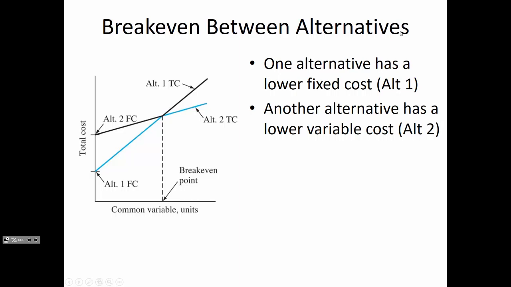What this is showing is two different options, one of which has a higher fixed cost. Alternative two, as you can see from where it intercepts the y-axis, has a higher initial purchase price, but for whatever reason, it costs less to operate it. So the variable costs are more shallow. That line is relatively flat compared to alternative one. Alternative one has a low fixed cost but a high variable cost.